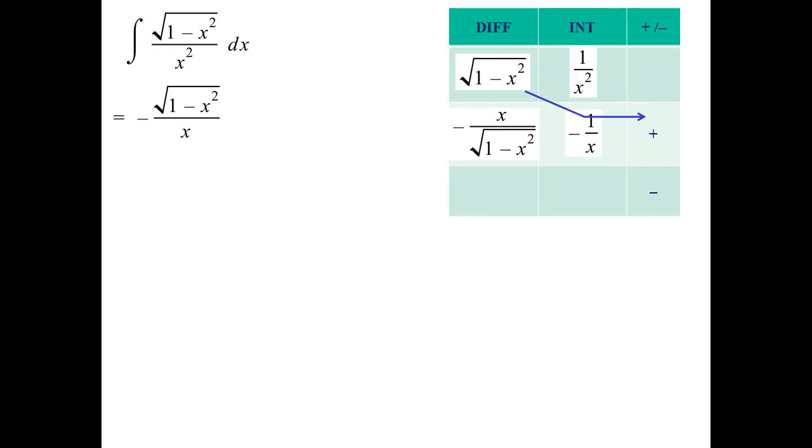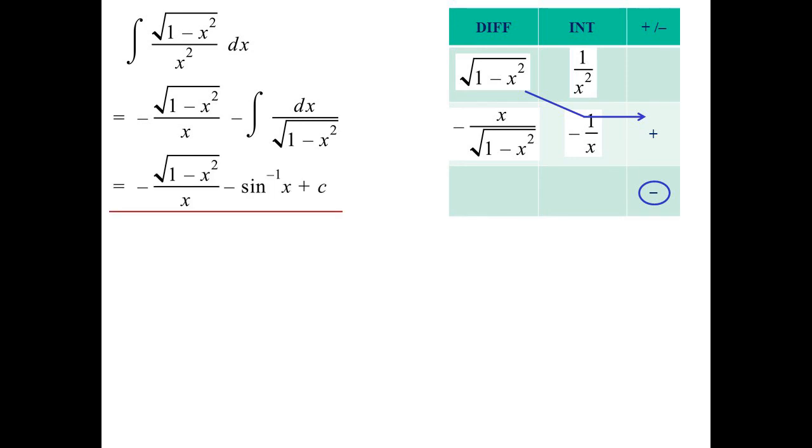So there's the first bit. I've now ended up with something that I can integrate because the x's will cancel, and I've got an inverse sine situation. So I'll go minus, minus, minus, and we get dx on the square root of 1 minus x squared. So there's our answer, inverse sine.